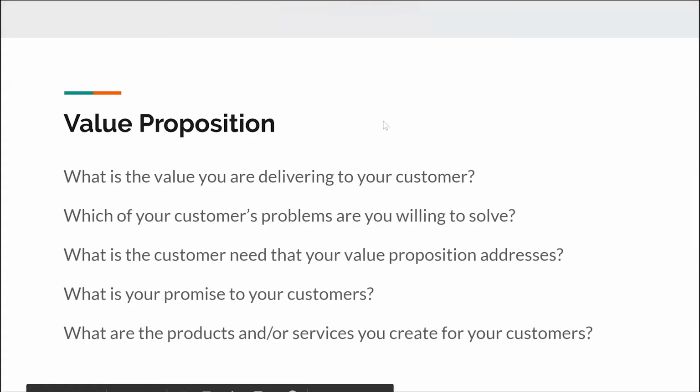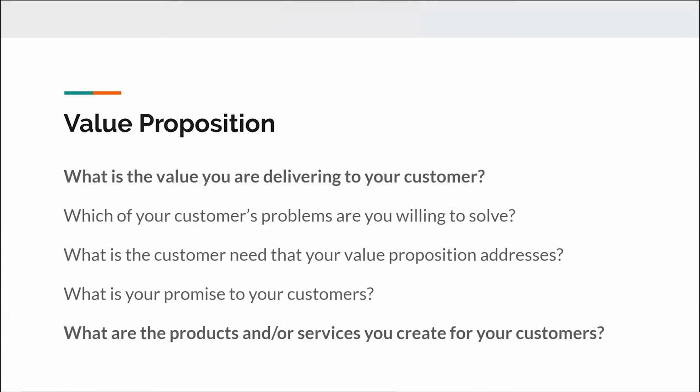There are a lot more questions to answer when it comes to value proposition. They are listed here, but the two that I really want to focus on are the first one and the last one. What is the value that you're creating for your customer, for whatever customer segment we're talking about? And what are the products and or services that you create for your customer?